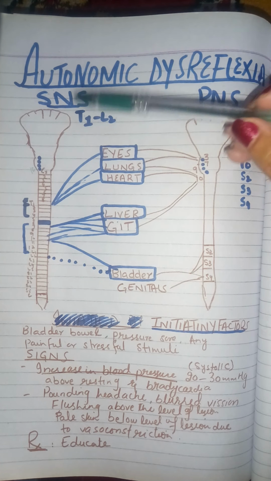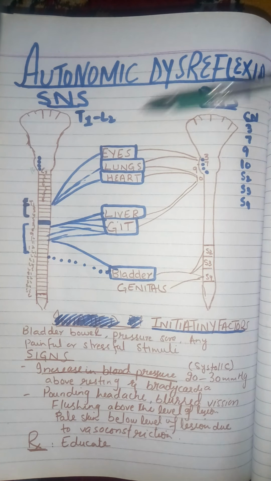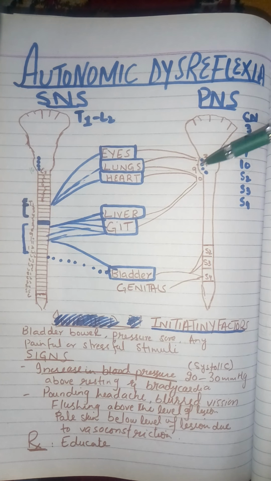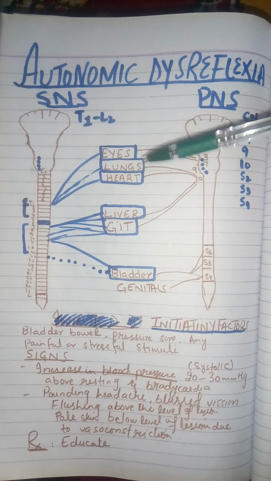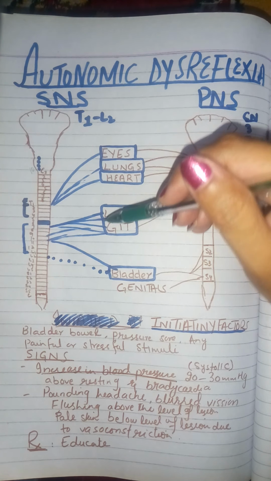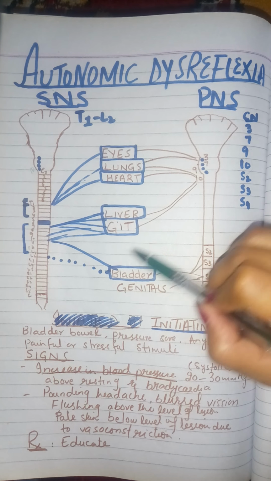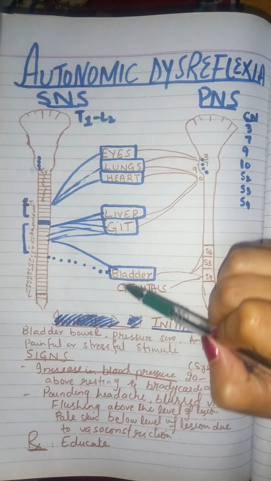What next? Then the parasympathetic nervous system uses the second method, the vagus nerve, to slow down the heart rate. The vagus nerve slows down the heart rate, but that is not very helpful to reduce the blood pressure which is being increased over here.